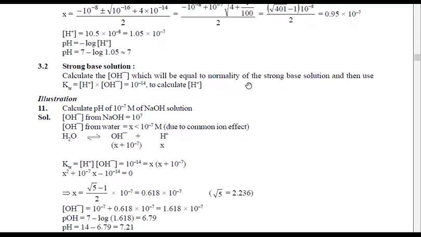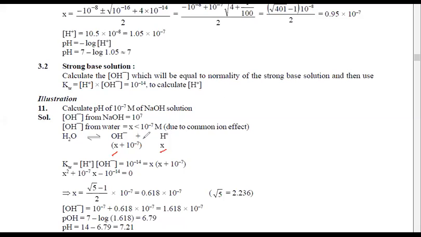When concentration is greater than 10 to the minus 6, no issues. When concentration is less than 10 to the minus 6, take the concentration of H plus from water also. Just take it as 10 to the minus 7, no issues. You don't have to take X, because obviously you will be writing your competitive examinations where you will have options.